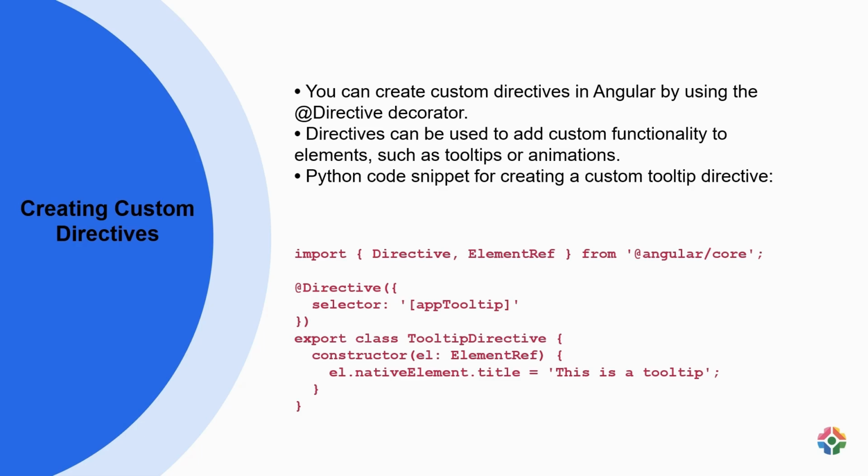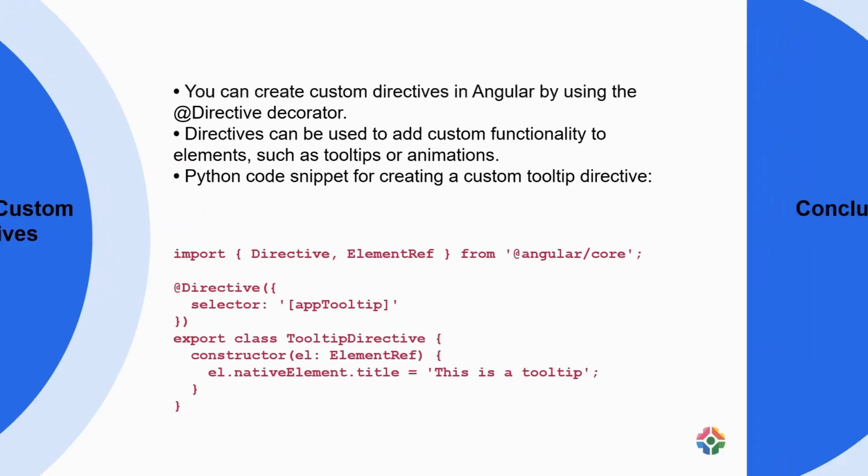Within the class, we can utilize ElementRef to access and manipulate the DOM element associated with the directive. In the provided Python example, the tooltip directive class sets the title attribute of the element to display a tooltip message, "This is a tooltip," when the directive is applied to an element.